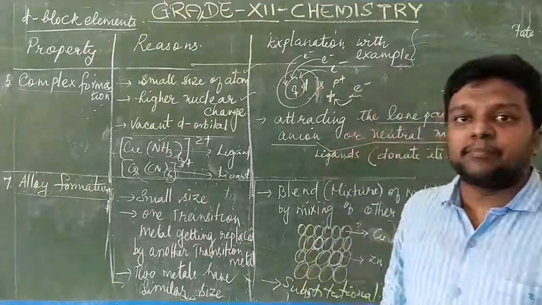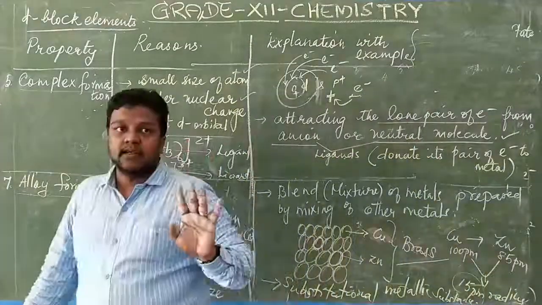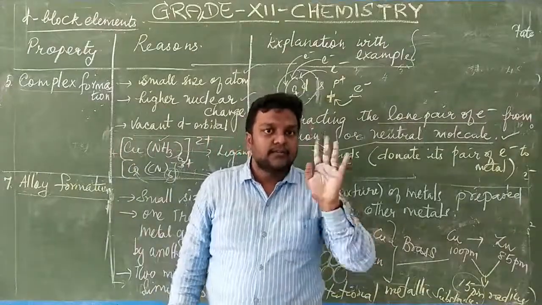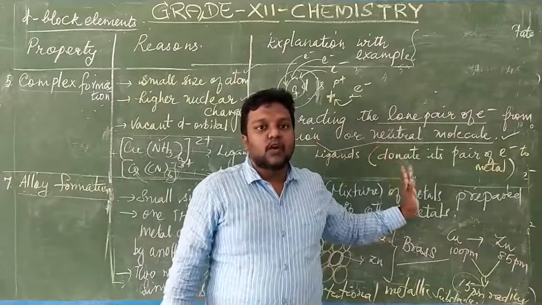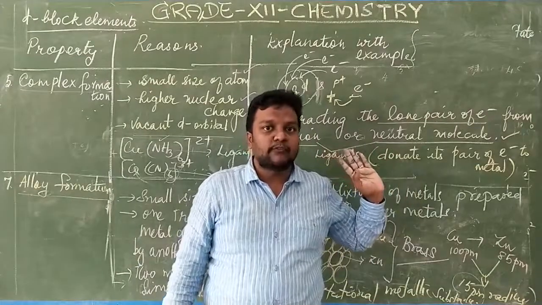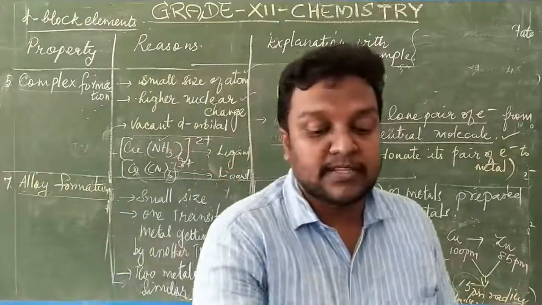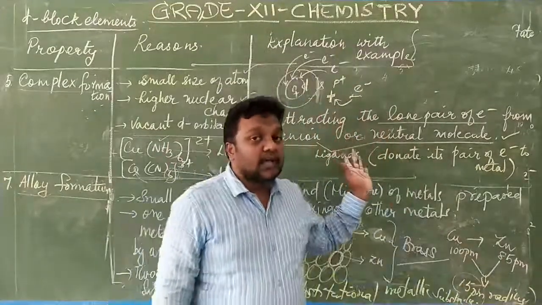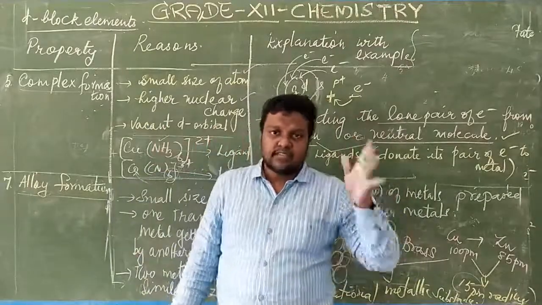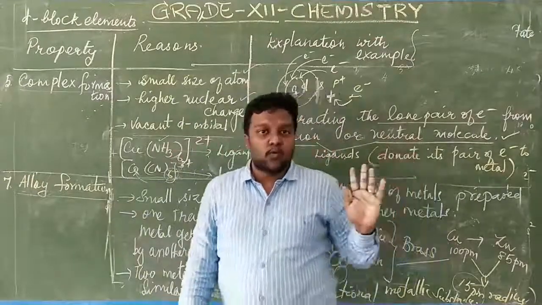100 out of 100 percent, from these 7 points you will get one question, either in 2 marks or in 3 marks, so ensure that you are thorough with these 7 properties, which are very important for your examination. Understand? D block elements and F block elements are over, and before that I taught you atomic radius and ionization energy. That is also easy, so see to it that you prepare well. And this chapter is over.